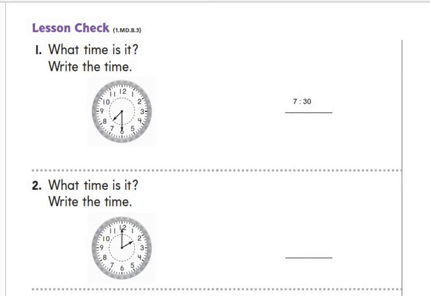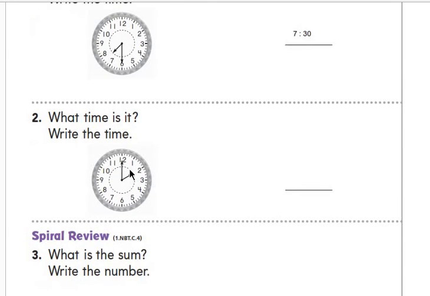The next question. What time is it? The hour hand points at 2. The minute hand points at 12. So it is 2 o'clock. 0, 0. 0 minutes.